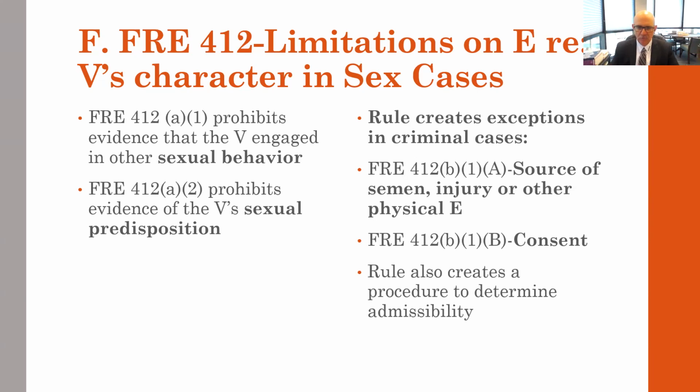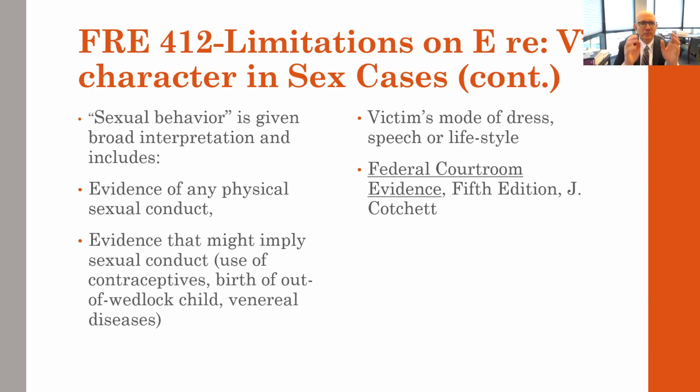Now, I told you that I was going to talk a little further about what sexual behavior and sexual predisposition mean. They have been given a very broad definition by the cases that interpret 412. It is not really defined in the rules, but the cases have defined it broadly to include any evidence of physical sexual or fanciful sexual conduct, evidence that may imply sexual conduct, and that sort of thing. So anything dealing, for instance, with use of contraceptives, birth of an out of wedlock child, venereal disease, et cetera, all that is really out of bounds. In addition to that, things like the victim's mode of dress, lifestyle, and all that is also, in theory, out of bounds based on Federal Rule of Evidence 412.